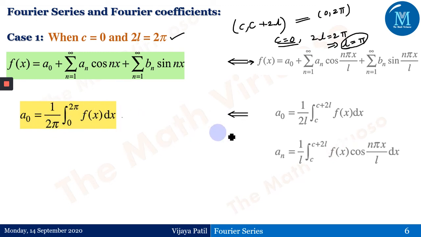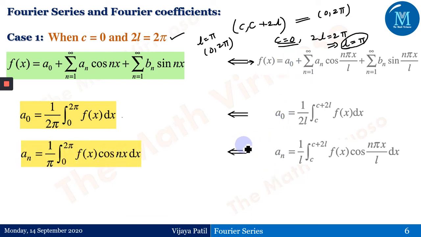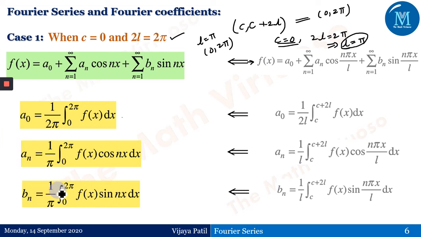What will be the change in an? Again, the value of L is pi. So every time I need to remember two things. First is the value of L, which is pi over here. And what is the range here? The range is 0 to 2 pi. These are the two things I need to remember whenever I'm writing the formula. Therefore an is 1 upon pi, integral from 0 to 2 pi of f of x cos of nx dx. Then bn is again the same, only with the change in this, so bn becomes 1 by pi, integral from 0 to 2 pi of f of x sin of nx dx.